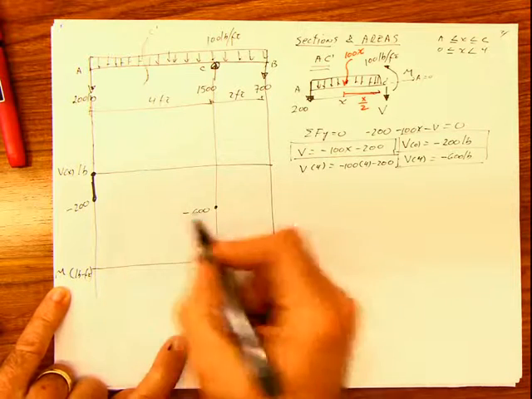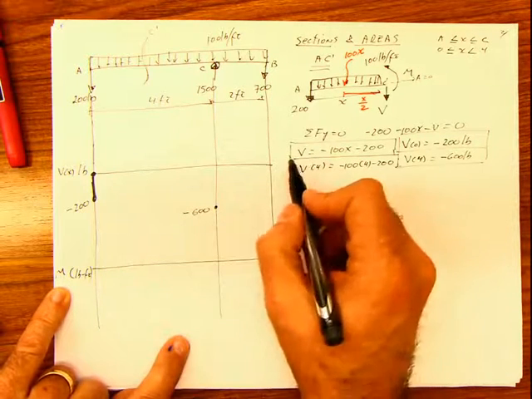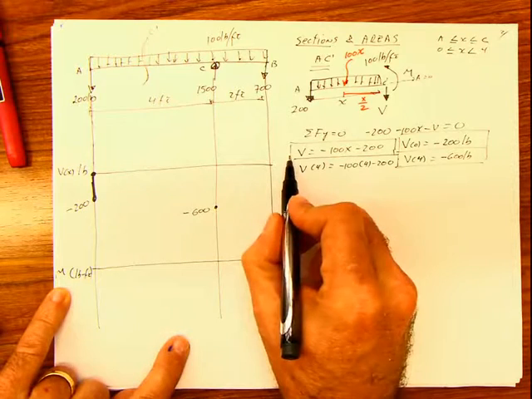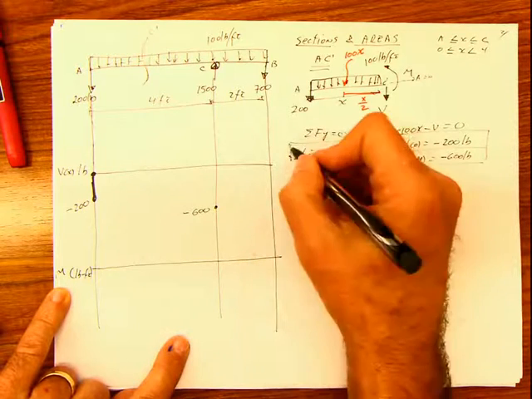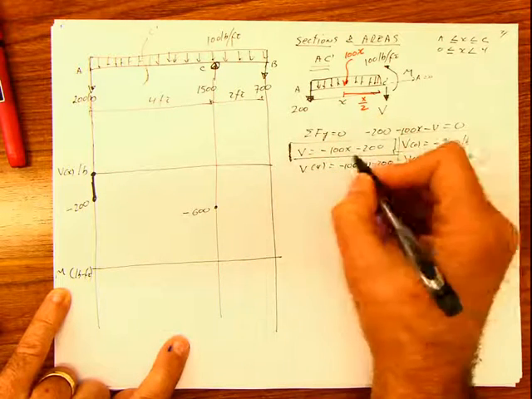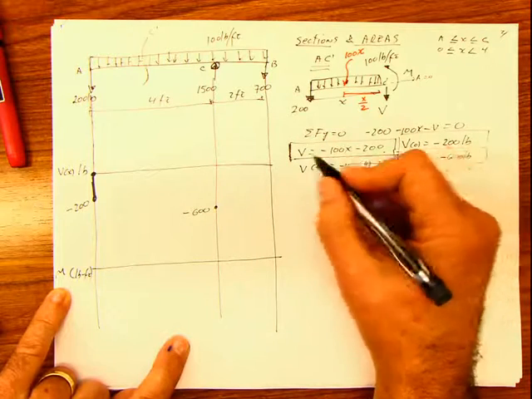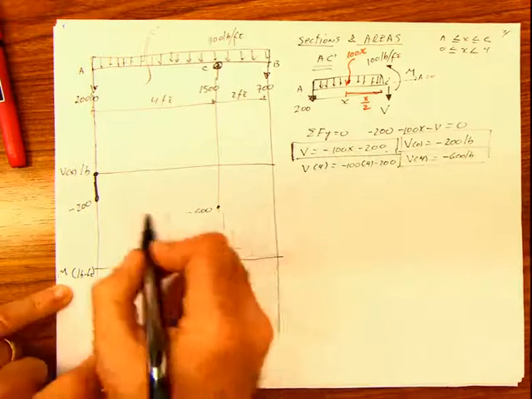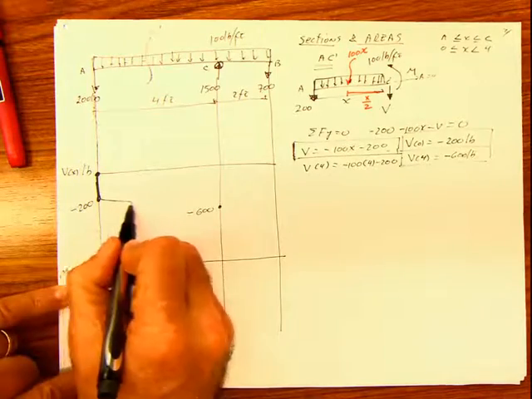Now, how to join these points? The answer is provided by this equation here. This is the equation of a straight line. That means that I'm going to join these points with a straight line.